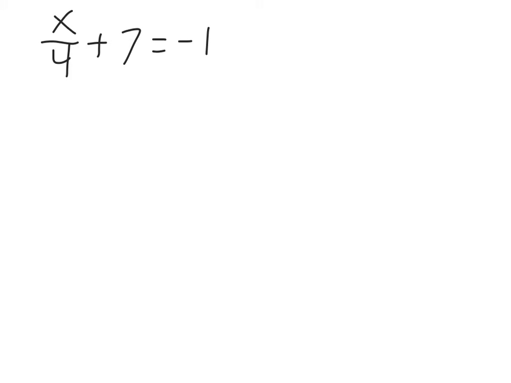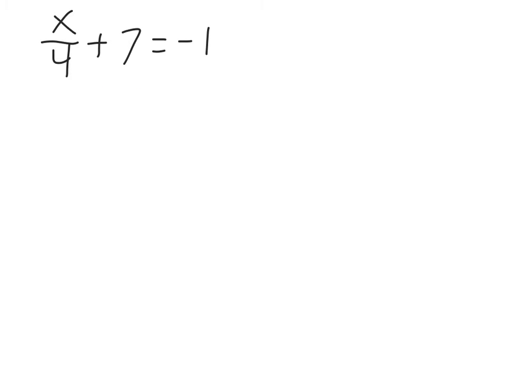Alright, so here's another example. In this problem we have x over 4 plus 7 equals negative 1. So x over 4 is a fraction, but it's also the same thing as saying x divided by 4. So we have x divided by 4 here and plus 7. So remember, in a two-step equation, undo the addition or subtraction first.